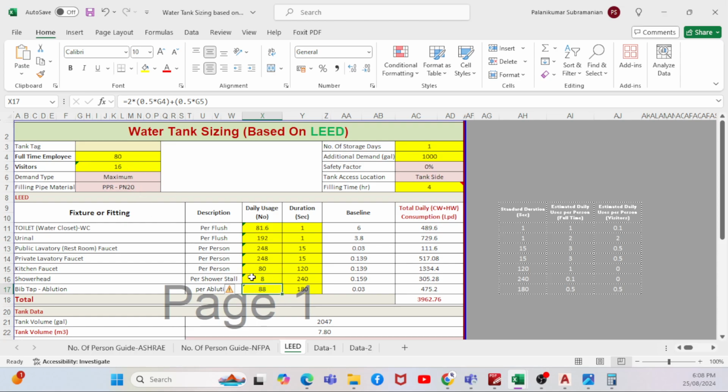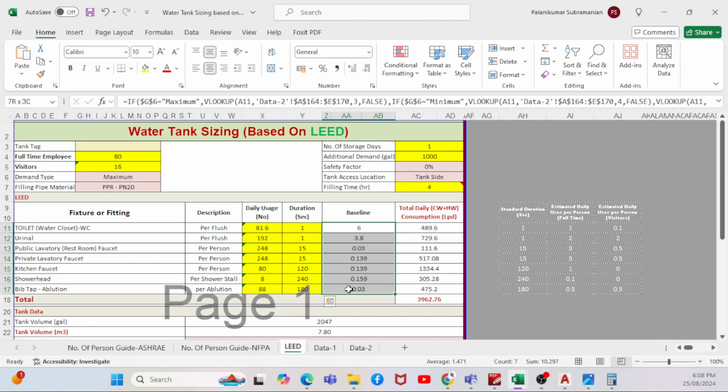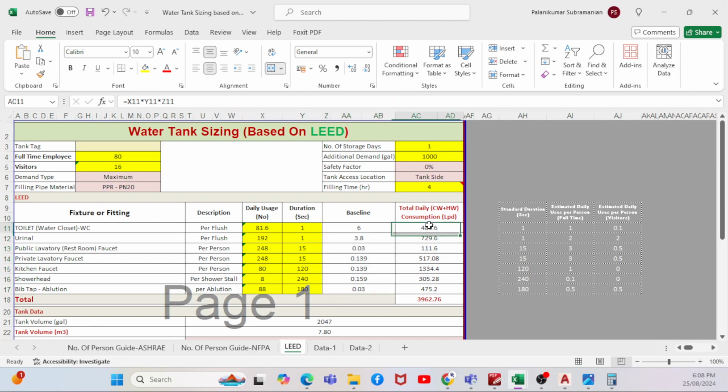For ablution, everyone will use it, including 10% of visitors or 5% of visitors. They are using the ablutions, right? Visitors plus full-time employees. So this is the daily usage. And how many durations or how many flushes, I can enter the values here. Then these are the baseline values. So based on that, I can multiply all the values. Then I will get the total consumption in liter per day. Clear, right? So this is my total demand.